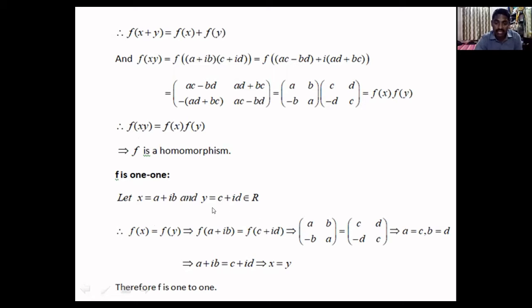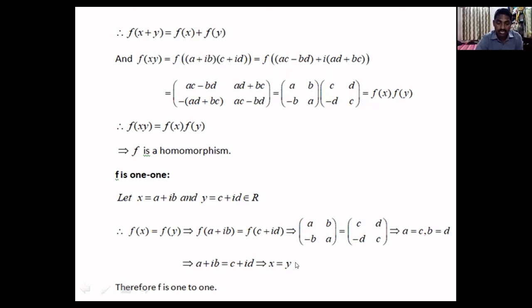This implies, we know the definition of f of a plus ib and f of c plus id, that is equal to the matrix with entries a, b, minus b, a, and the matrix with entries c, d, minus d, c. These two matrices are equal if and only if a is equal to c and b is equal to d. This implies a plus ib is equal to c plus id.